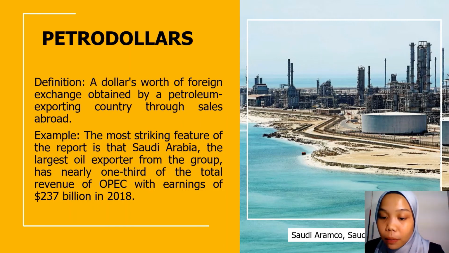For example, by keeping interest rates on loans and credit cards low, it has also allowed Americans to spend lavishly and to go deep into debt, which eventually weakens the US dollar. As the dollar weakens and developing countries continue to grow, petrodollars are being redirected elsewhere, particularly Asia. And in other examples, the most striking feature of the report is that Saudi Arabia, the largest oil exporter from the group, has nearly one-third of the total revenue of OPEC, with earnings of $237 billion in 2018.